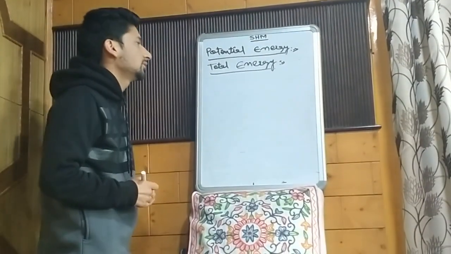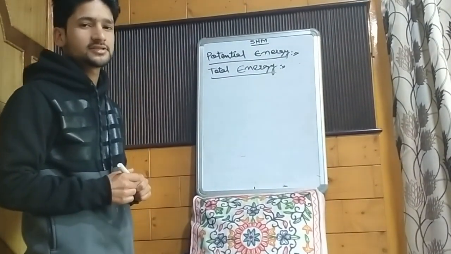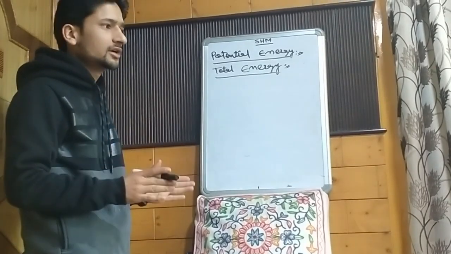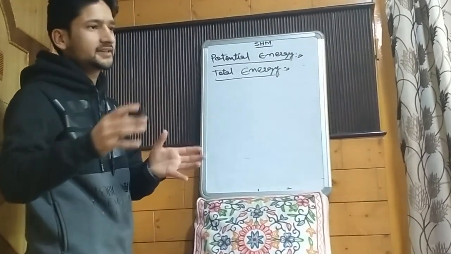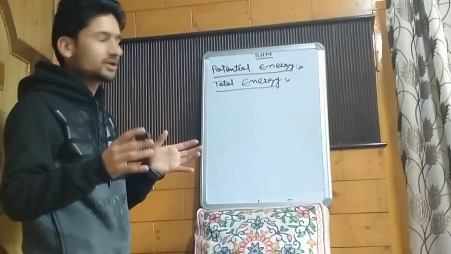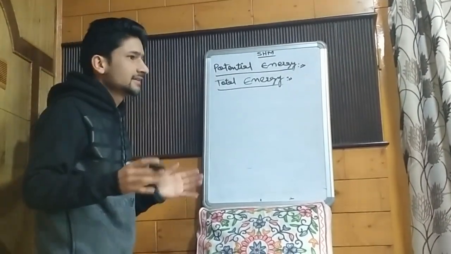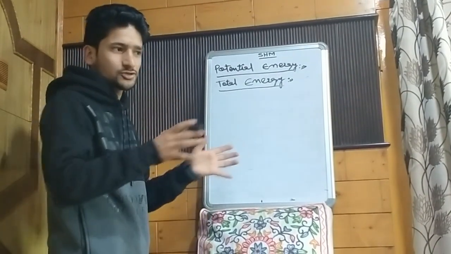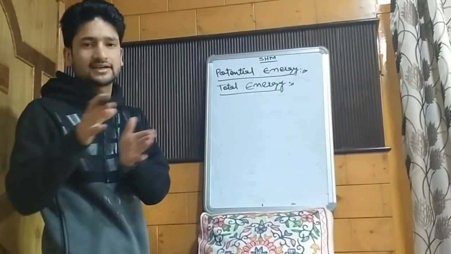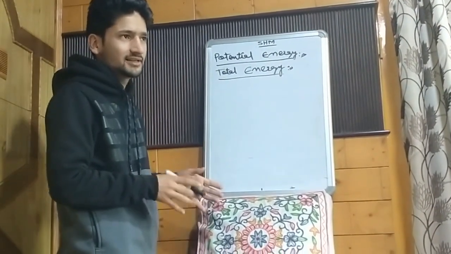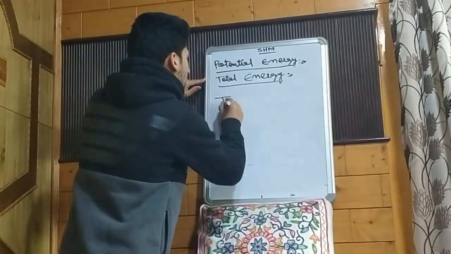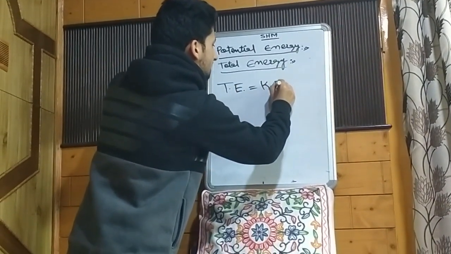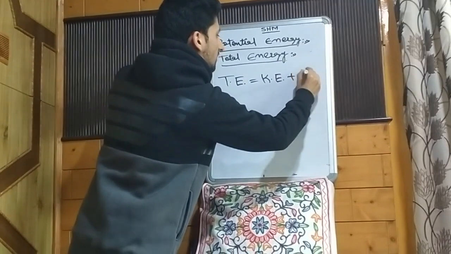Now let's try to calculate the value of the total energy of a particle executing simple harmonic motion. Total energy is equal to the sum total of all the energies of a particle executing simple harmonic motion. Since we know that when a particle executes simple harmonic motion, there are two energies associated with it: one is the kinetic energy and the other is the potential energy. So total energy will be equal to kinetic energy plus potential energy.